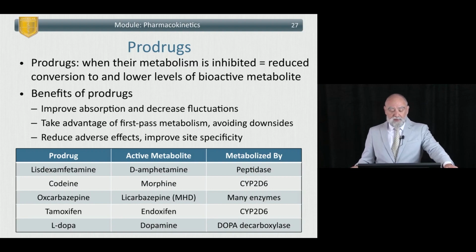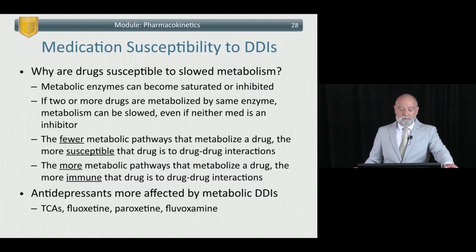It tends to reduce adverse effects and improve site specificity. The only three we really need to know is lisdexamfetamine, used to treat binge eating disorder and ADHD. And it's a prodrug that is metabolized into its active metabolite, D-amphetamine. Codeine is metabolized into its active metabolite, morphine. And then oxcarbazepine is metabolized into licarbazepine, or MHD. Also just note in passing that tamoxifen and L-Dopa are also prodrugs.